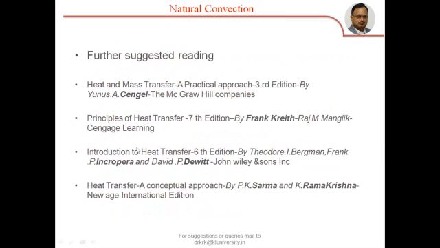I strongly advise you to go through these books. Convection particularly we have finished, but we have not gone through the derivations. Mathematical part is mostly omitted because it is only an undergraduate course. Anyhow, if you go through these, Heat and Mass Transfer by Yunus Cengel or Frank Incropera and DeWitt, or in my book to a certain extent, you will find all the derivations necessary for understanding the mathematical modeling of a convective system.